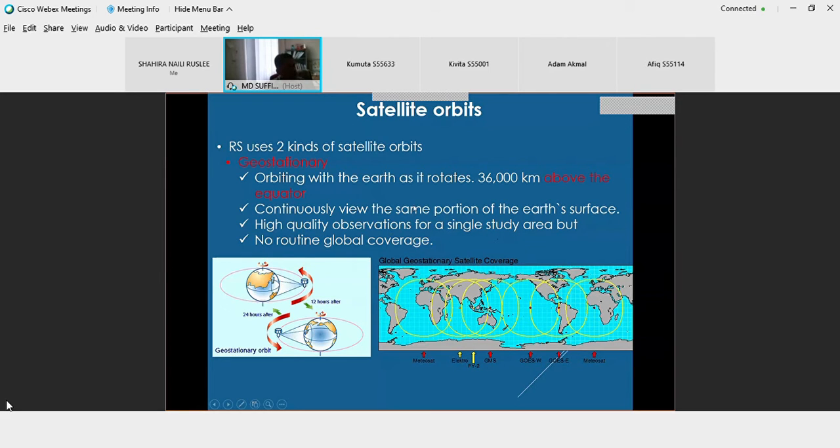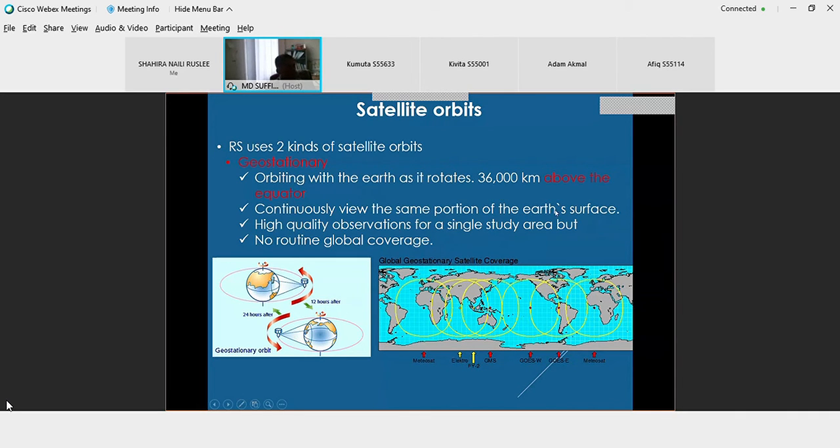Continuously view the same portion of the Earth's surface, high quality observation for a single study area, but no routine global coverage. Bermaksud bahawa untuk lain kawasan kita tak dapat. Tetapi kalau you nak data, katakan data dalam masa 15 minit, 10 minit, you boleh dapatkan data. That means continuous monitoring of the surface area, geostationary.